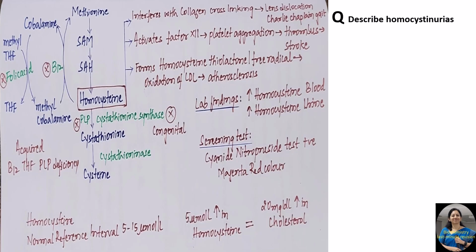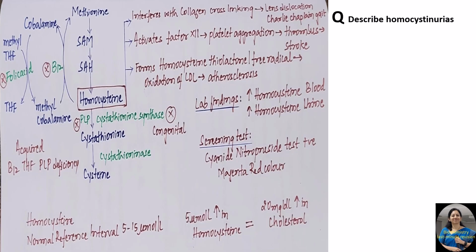The second harmful effect of accumulation of homocysteine is that it activates factor 12, that is Hageman factor. This stimulates platelet aggregation and thrombus formation, and this thrombus can form in medium-sized and large-sized vessels of the heart, resulting in atherosclerosis and MI. In cerebral circulation, if it is affected, it can manifest as stroke.